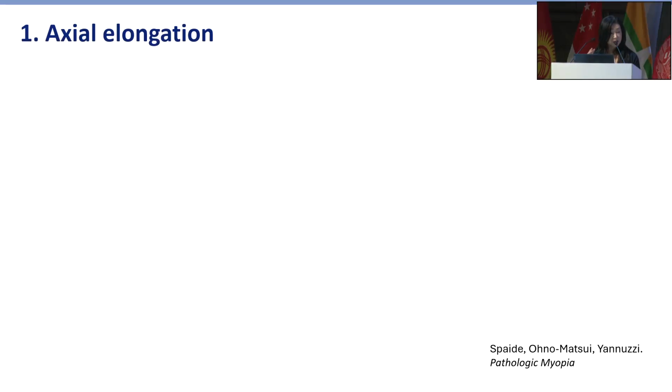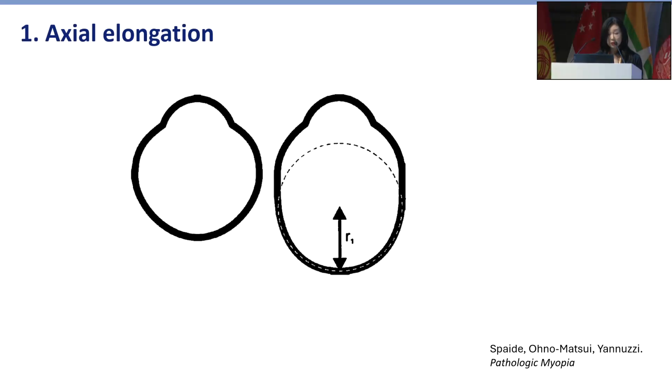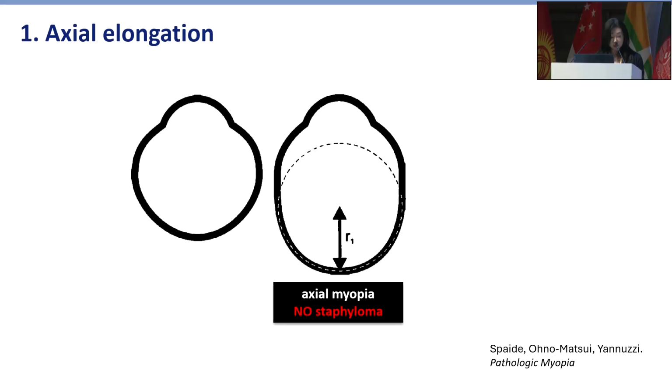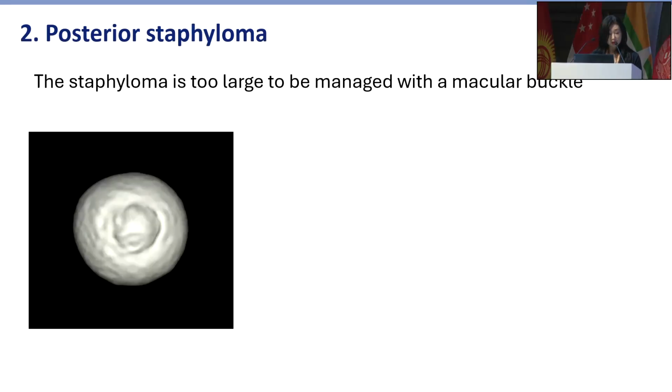Let's examine these four factors one by one. Axial elongation primarily occurs in the equatorial region and does not significantly alter the curvature of the posterior part of the eye. This is why vision can still be corrected effectively with glasses. And next, staphyloma.